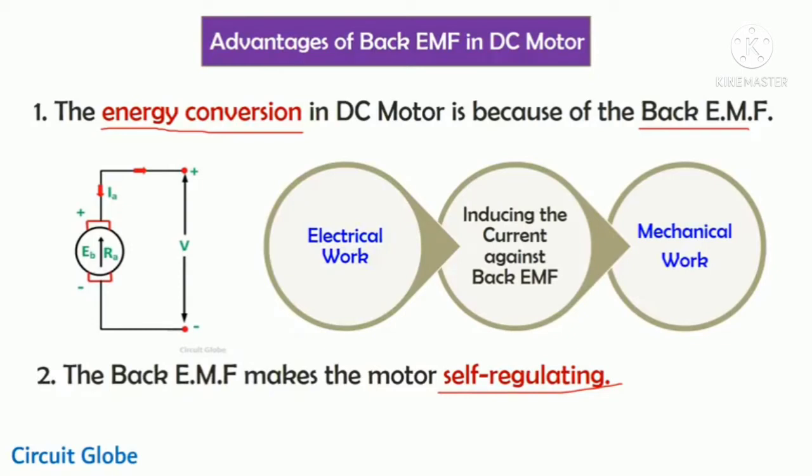As I explained earlier, the direction of the armature current and the back EMF are opposite to each other. That means we have to do some electrical work for creating the armature current against the back EMF. The total electrical work that the circuit does for inducing the current against the back EMF is converted into the mechanical work, which is the main work of the DC motor.